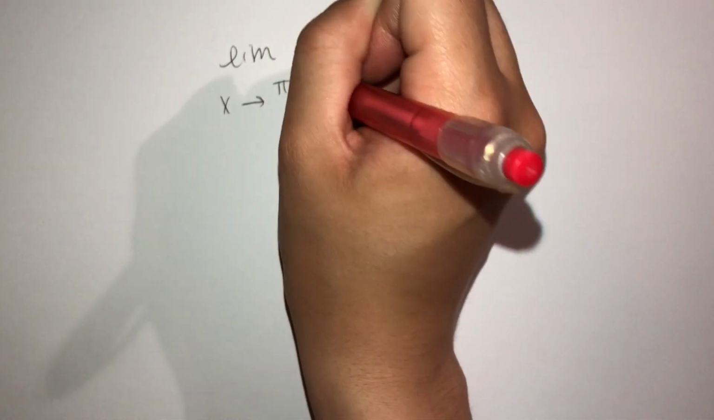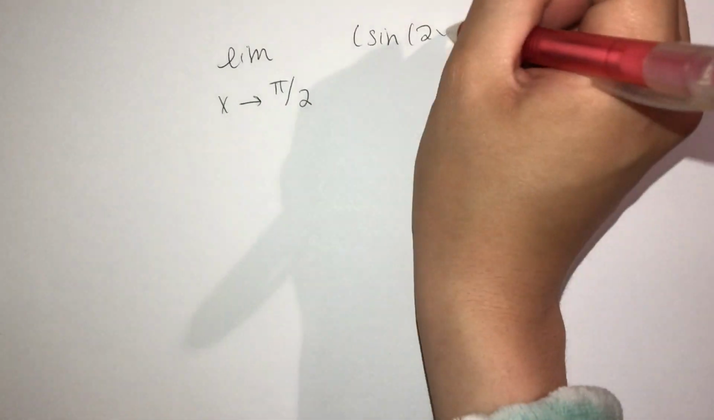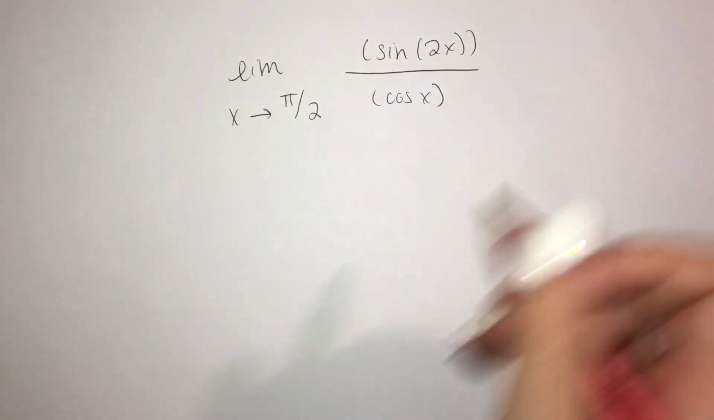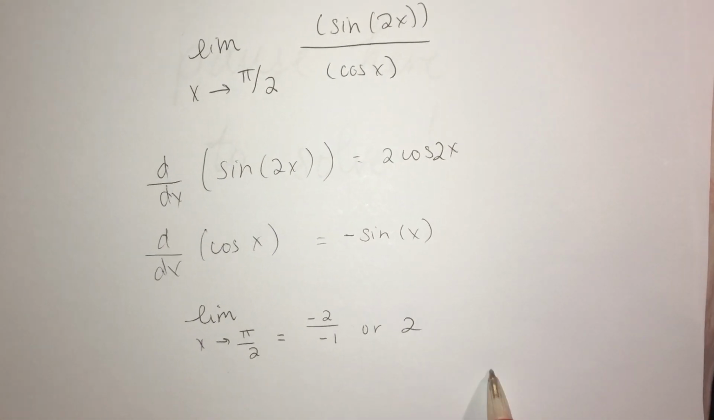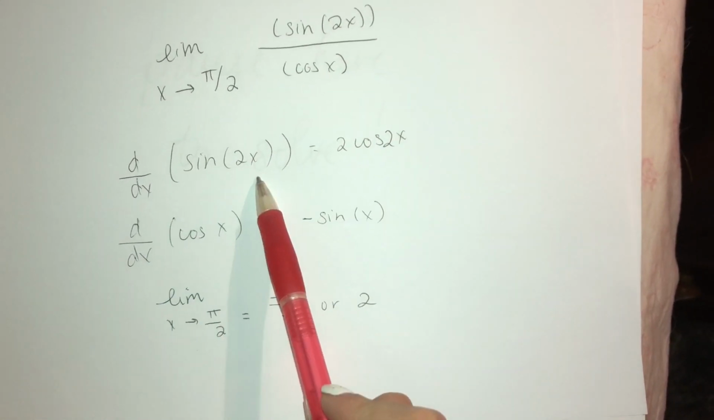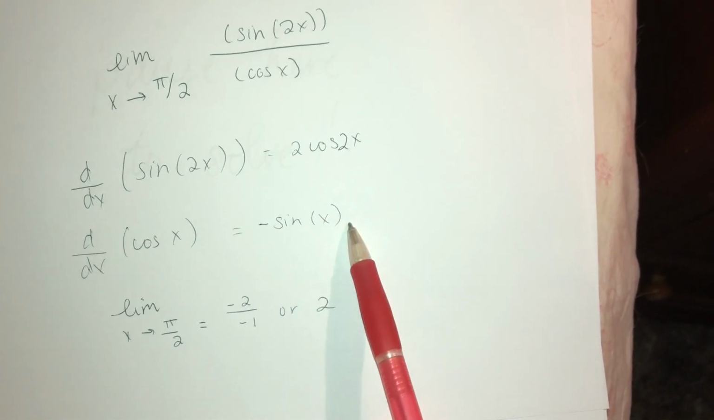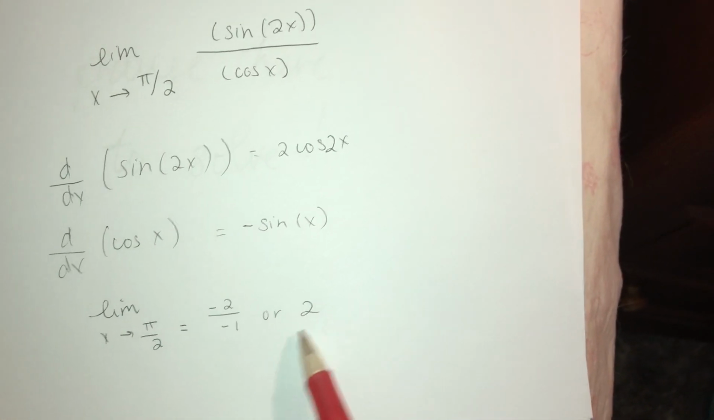Let's try another example. The next example that we're going to do is the limit as x approaches pi halves of sine of 2x divided by cosine of x. If you're solving, pause here to solve. Your solution should look like this. So again, take the derivative of the numerator, which is 2 cosine of 2x, and then of the denominator, which is the opposite of sine of x. And then when you plug in pi halves, your final answer should be 2.